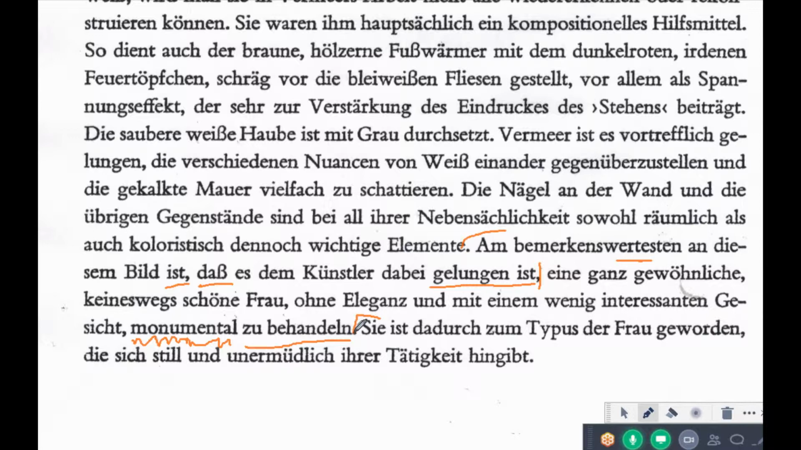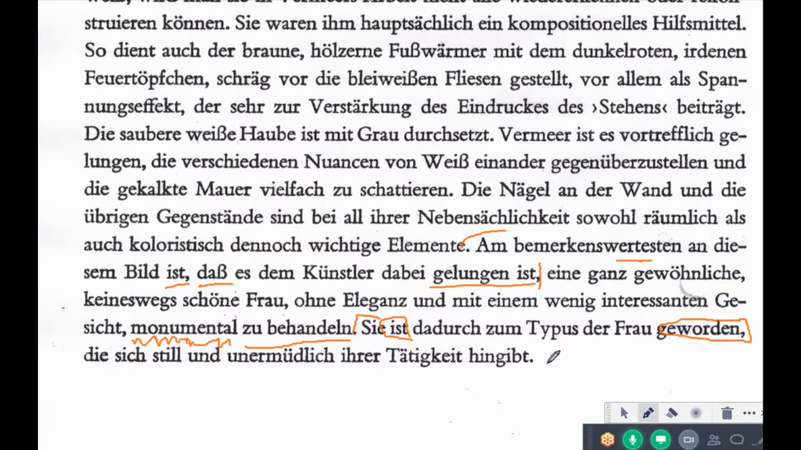Going on, sie ist dadurch zum Typus der Frau geworden. Where's the verb complex, Jeff? Sie ist geworden. So it means she has become, this woman that he's painted, she has become thereby a type of woman, going on, die sich still und unermüdlich ihrer Tätigkeit hingibt.